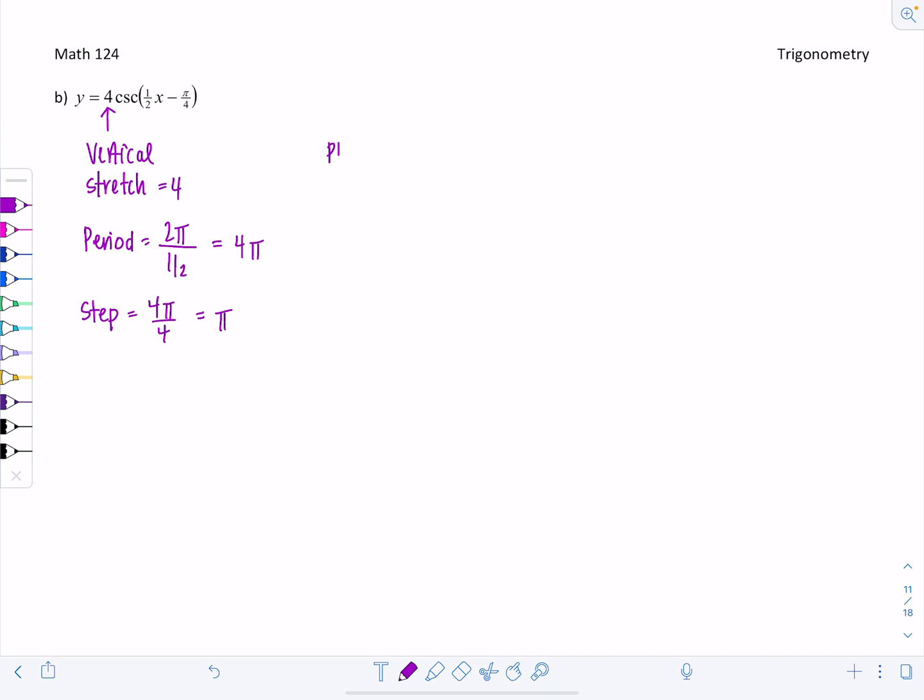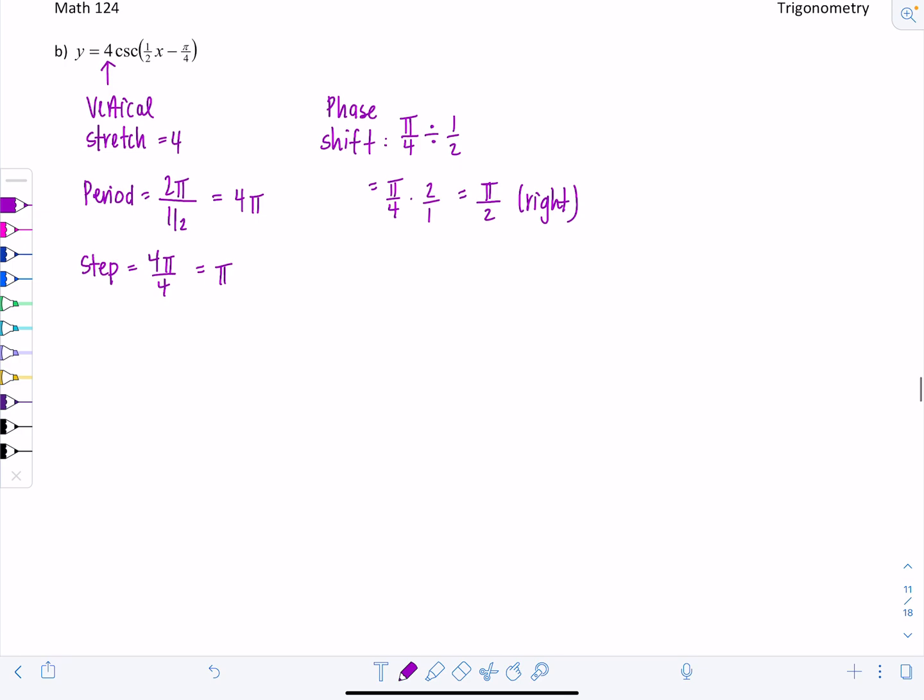And then we do have a phase shift here. The phase shift is going to be pi over 4 divided by 1/2. So that's pi over 4 times 2 over 1. So 2 pi over 4, that's pi over 2 to the right. That's it. Okay, let's start labeling.